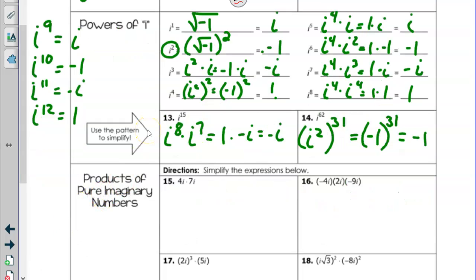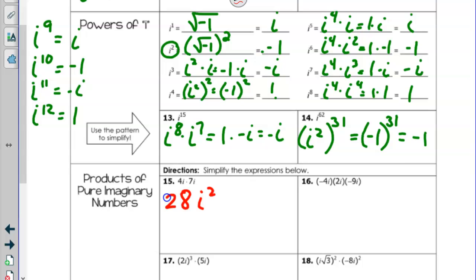Alright, so number 15, where we're going to use this, when we have a number like 4i times 7i, it has a real component and an imaginary component to it. Meaning 4 is real, i is imaginary. So if I first take my real numbers, 4 times 7, what would I get there? 28. So what would be 28i squared?